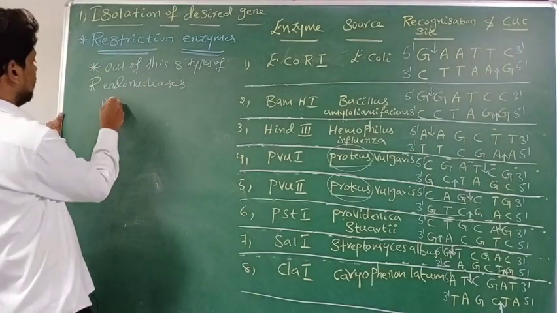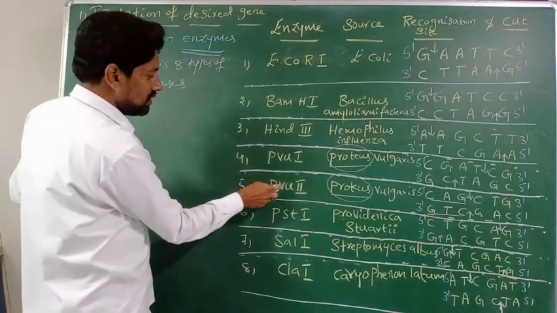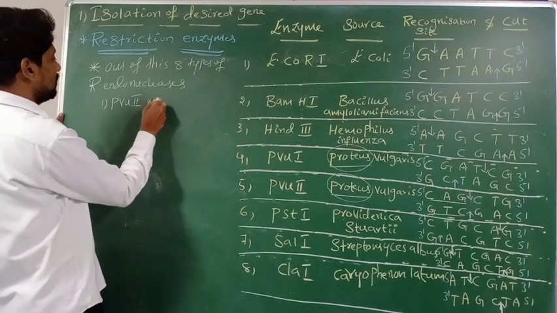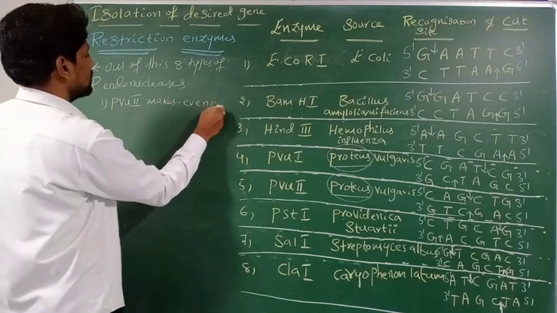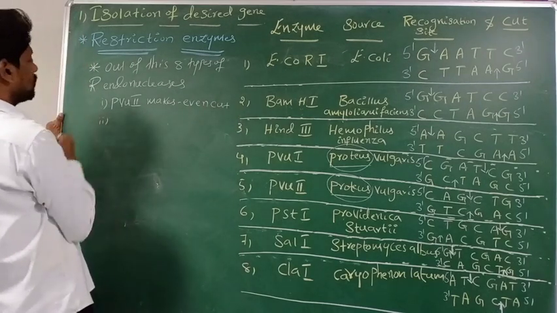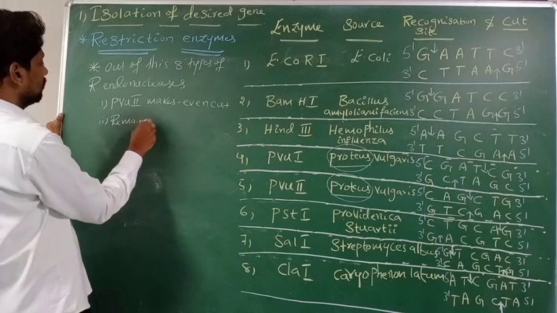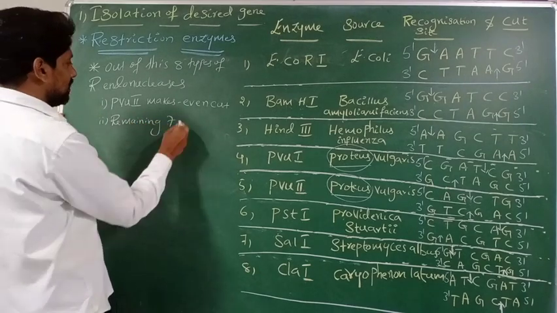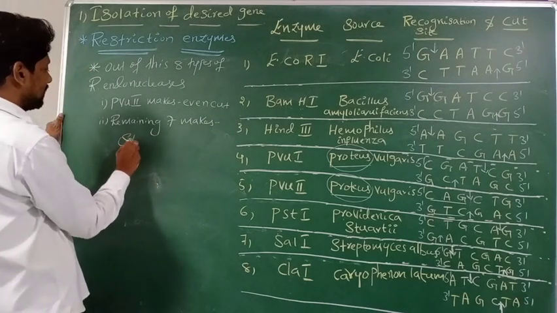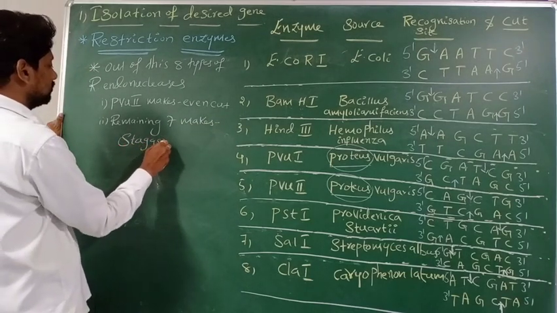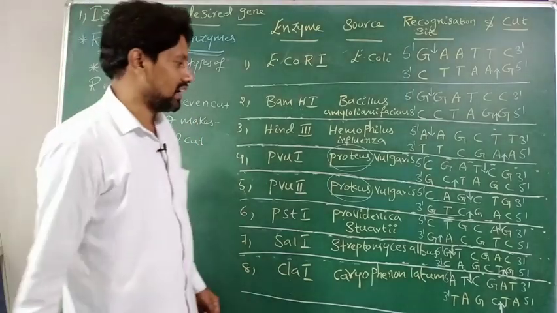Number 1, PVU2. What does it make? Even cut. Number 2, the remaining 7 make which cuts? Staggered cuts. The remaining 7 make which cut, sir? Staggered cut.